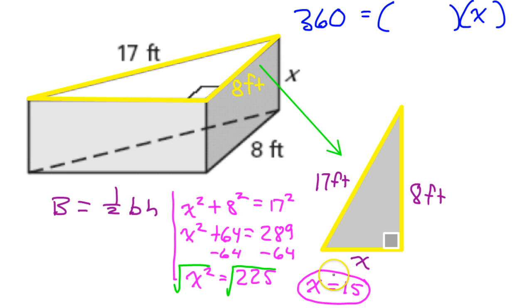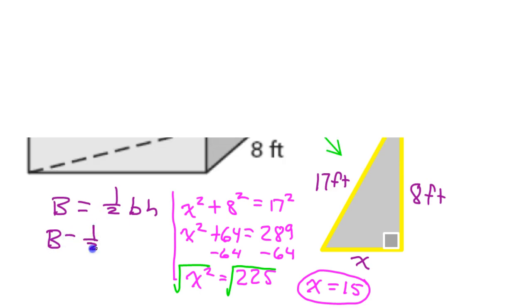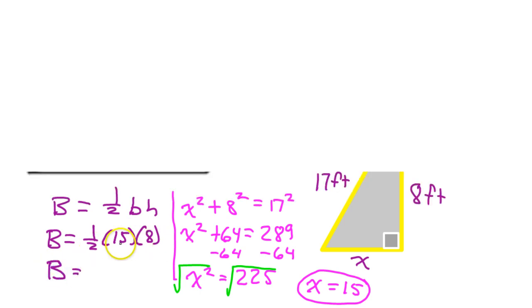Okay, now we just needed this in order to find the area of this triangle, which is the base of the prism. So back to finding the area of the triangle. The area of the triangle is 1/2 base times height. Now we can do that. So that's 1/2, and the base is 15, we now know. And the height of the triangle is 8. Okay, so this is going to come out to be 60.